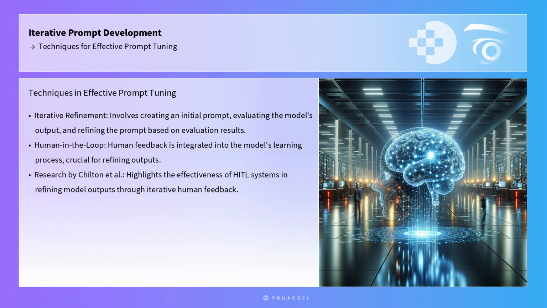One of the fundamental techniques in effective prompt tuning is the use of iterative refinement. This involves creating an initial prompt, evaluating the model's output, and then refining the prompt based on the evaluation results. This cycle continues until the output meets the desired criteria. An essential tool for this process is human-in-the-loop interaction, where human feedback is integrated into the model's learning process. Research by Chilton et al. highlights the effectiveness of human-in-the-loop systems in refining model outputs, showing that iterative human feedback can significantly improve model performance.